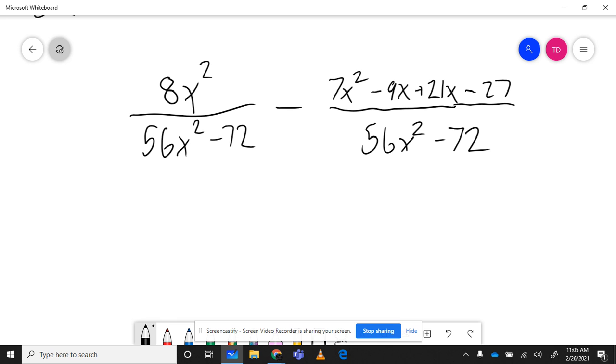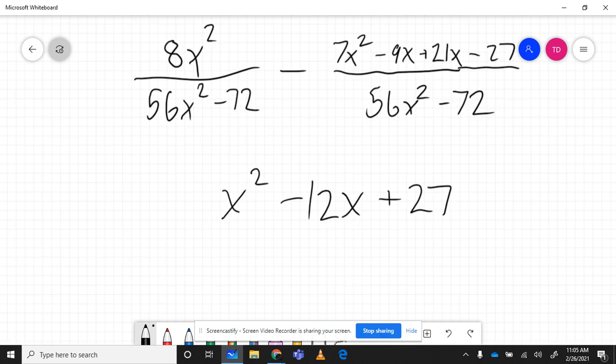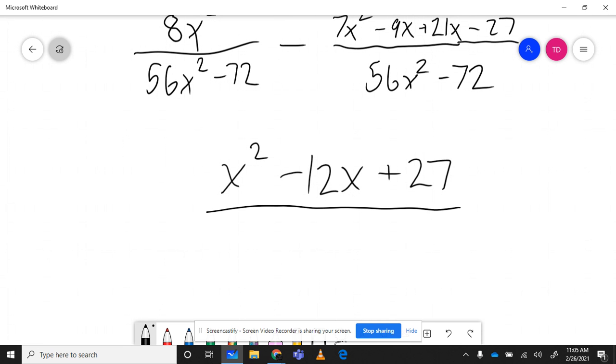The 8x squared minus the 7x squared on the top will at least give me just x squared. Then these two would come together and give me 12x, but I'm subtracting that, so I'm going to have minus 12x. And then I'm going to be subtracting negative 27, so I'm going to be adding 27. On the bottom, everything is going to be over 56x squared minus 72.